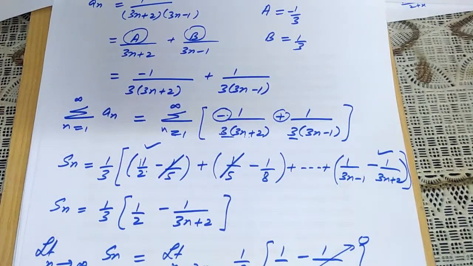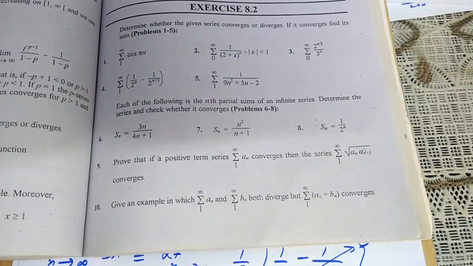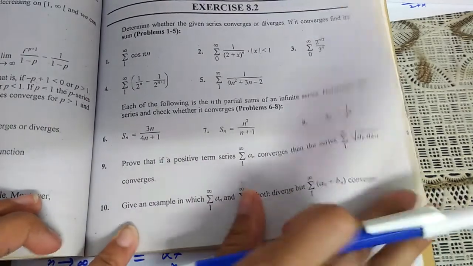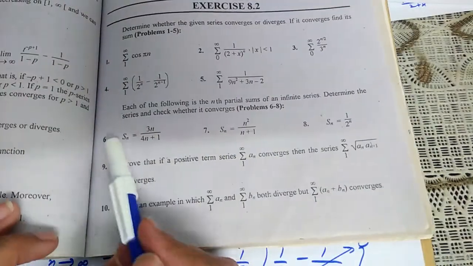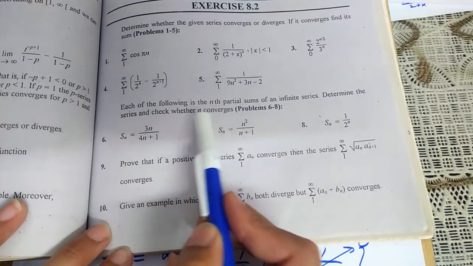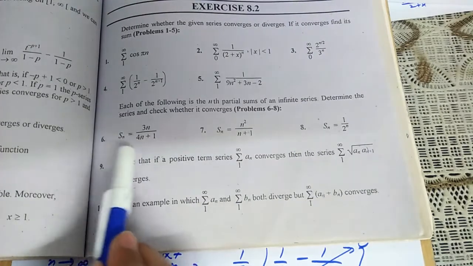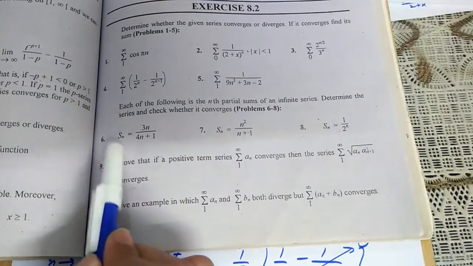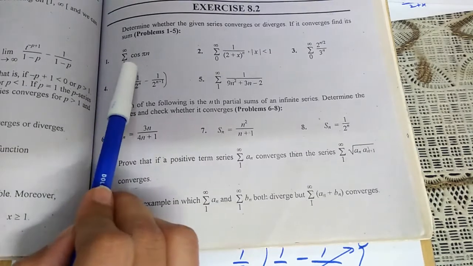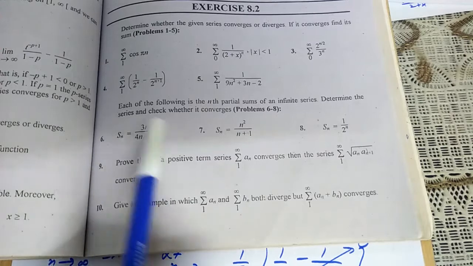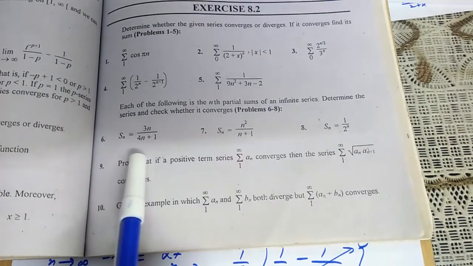Now, starting from question number 6, we must read the main question that is given in the book before question number 6. In this question, for each of question number 6 to question number 10, it says each of the following is the nth partial sum of an infinite series. If you observe, this is given as the nth partial sum, not the series. In the earlier questions you were given the series, but now from 6 to 10 you are given the partial sum values for the infinite series.